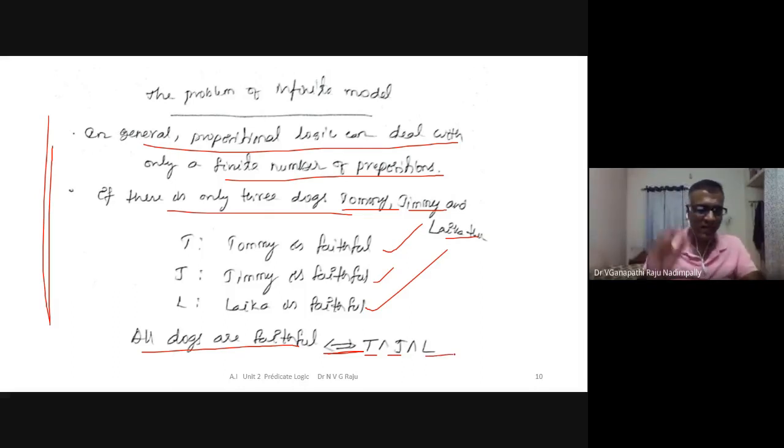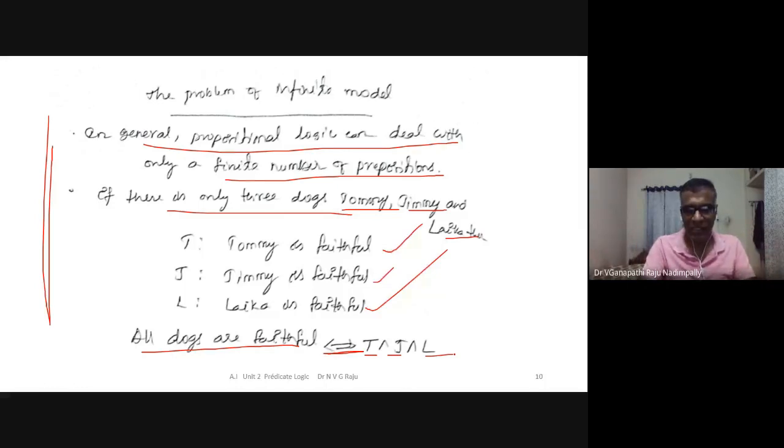That means propositional logic is used only for specific dogs. It cannot be used for generalized purposes. Whereas in artificial intelligence, you cannot write logic for a specific purpose. You should write logic for a general purpose. So slowly we are moving from propositional logic to predicate logic. Predicate logic is also called first order logic.